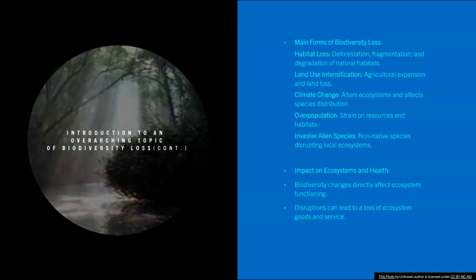Climate change alters ecosystems and affects species distribution. Overpopulation strains resources and habitats. Invasive alien species, non-native species disrupting local ecosystems.